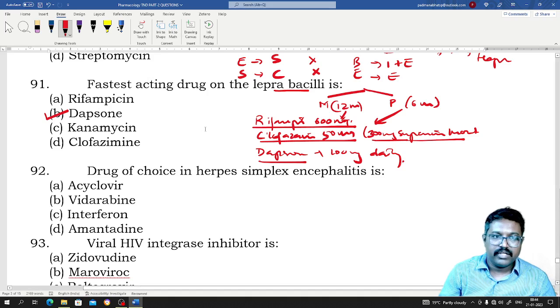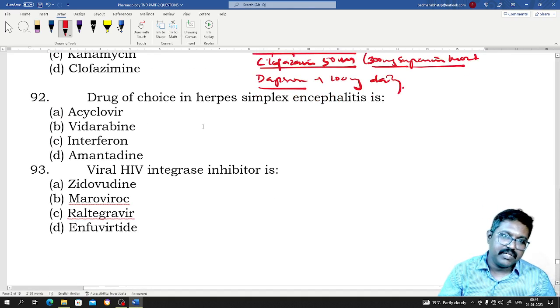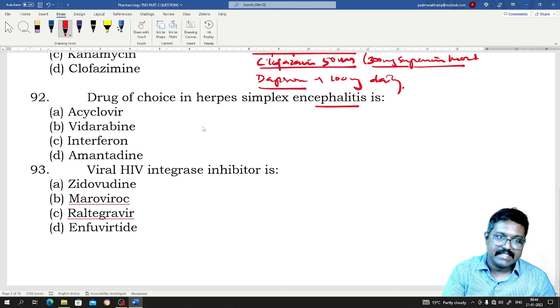So next, moving on to the 92nd MCQ, the drug of choice in case of herpes simplex encephalitis is. So please remember, in case of herpes simplex, the drug of choice will be your acyclovir. This is the antiviral drug.